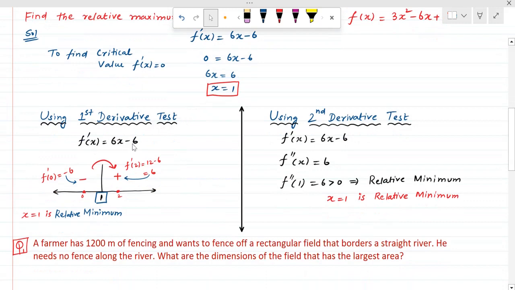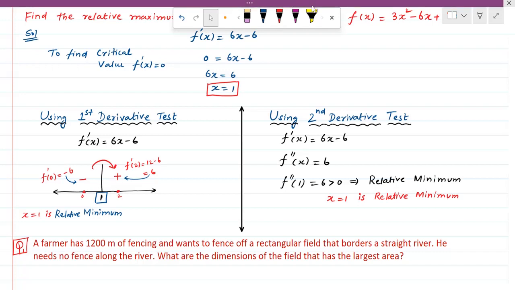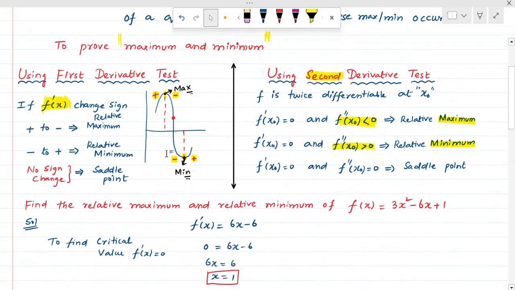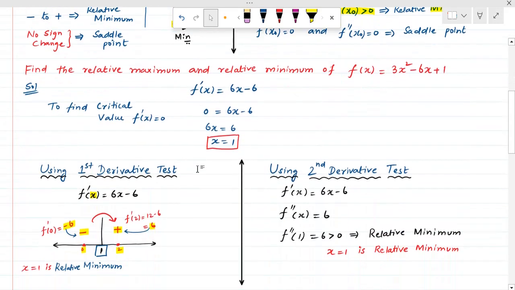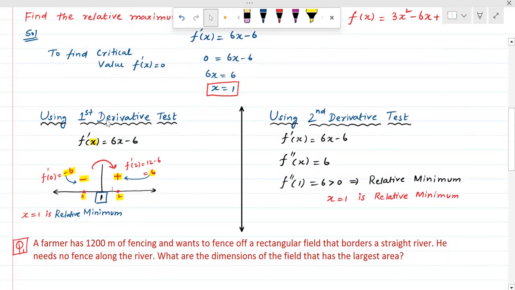Now using the first derivative test, I take f prime equals 6x minus 6. If I substitute any number to the right of 1, you will get minus. Any number to the left, you will get plus. Actually, we have to substitute these two here. You will get plus 6 on one side and minus 6 on the other. Therefore the sign goes from minus to plus, so it is a minimum. This is the minimum value using the first derivative.